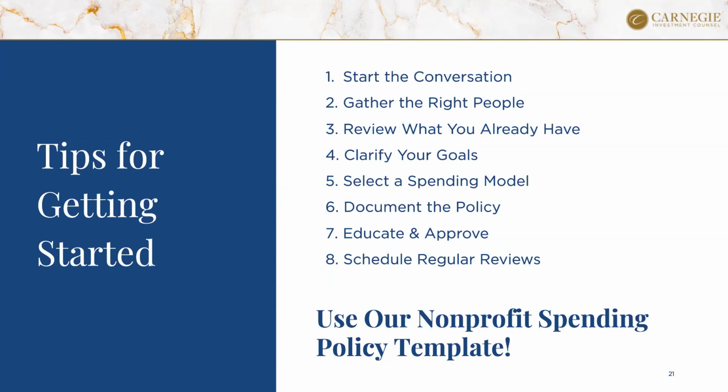And then clarifying goals. What are you actually trying to accomplish with this endowment or reserve fund? Is it sustainability? Is it program growth? Is it stability during lean years? Your goals will shape how your spending policy is built. And then you have to select a spending model. So that's choosing one that matches your organization's risk tolerance, funding needs, and investment strategy. And then documenting it properly. And that means writing it down, keeping it simple and practical, but making sure it's something that everybody on your board understands and that your staff and investment advisor can follow.